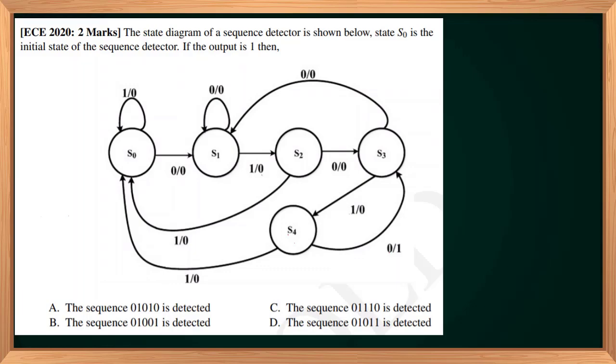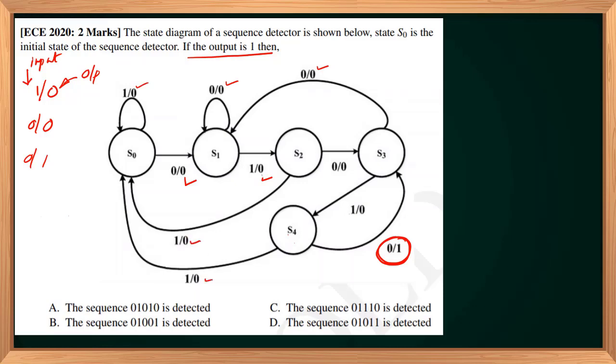So by observing the state diagram, you can see that along with the transition arrows, they have given 1 bar 0, 0 bar 0, 0 bar 1, etc. So this first index corresponds to the input, the second index corresponds to the output. So they have mentioned that if the output is 1, then which sequence is detected. And you can see that the output is 1 for a transition from S4 to S3 only, right? All other cases output is 0, right?